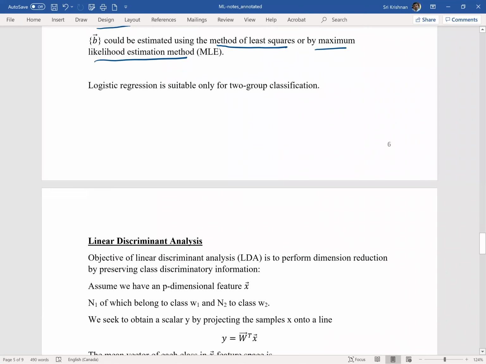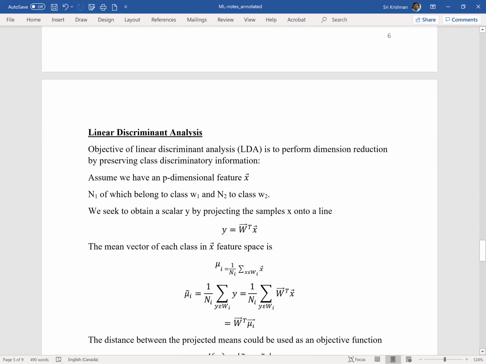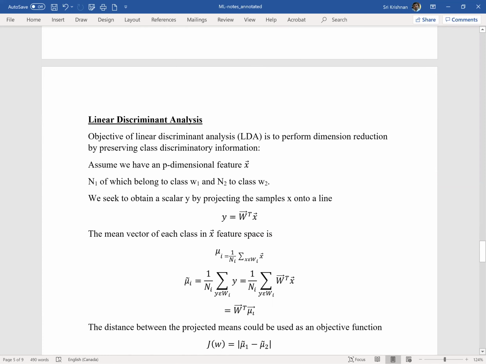We will look into a little bit more detail about a second popular technique called LDA, or linear discriminant analysis. LDA, as the name indicates, does some form of discriminatory output, like it will be able to help us with classification.